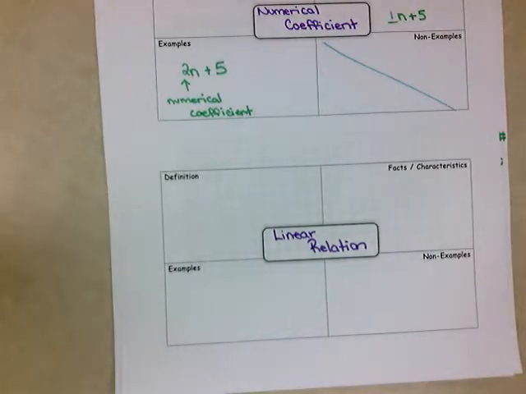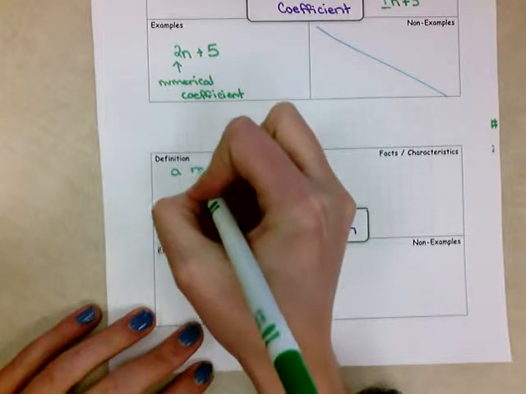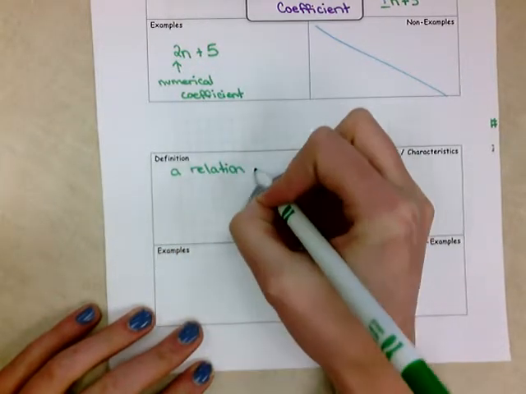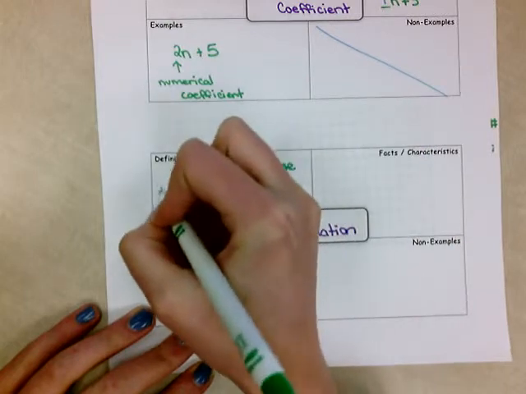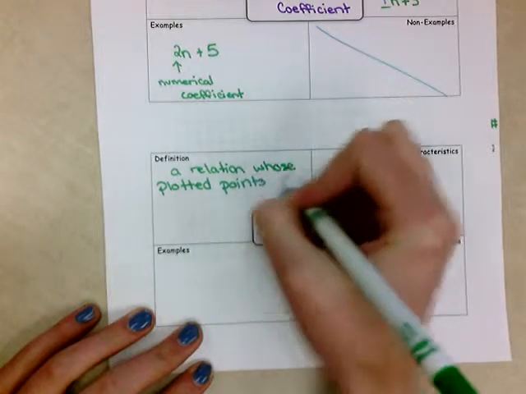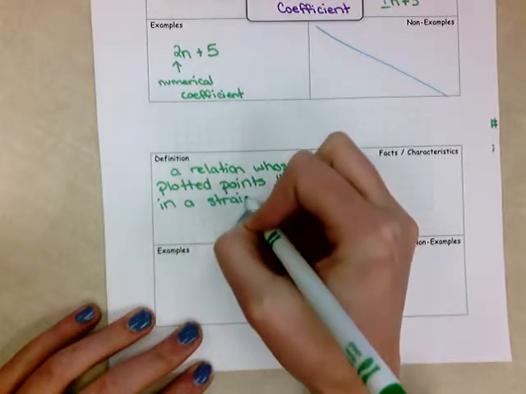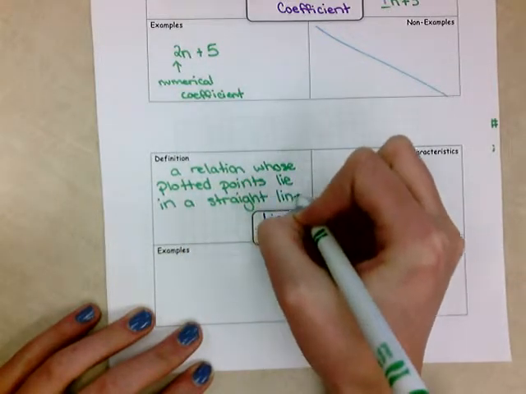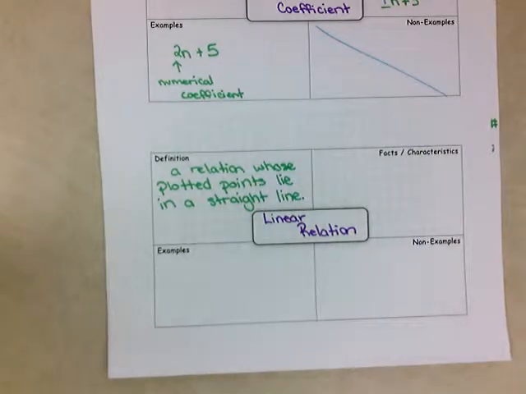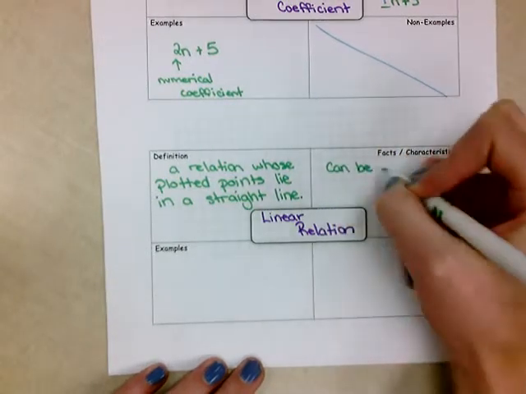So a linear relation is just a relation whose plotted points lie in a straight line. So basically any type of pattern that is constantly increasing or decreasing in a straight line. So I'm going to do the factor characteristic next here. They can be, like I said, increasing or decreasing.